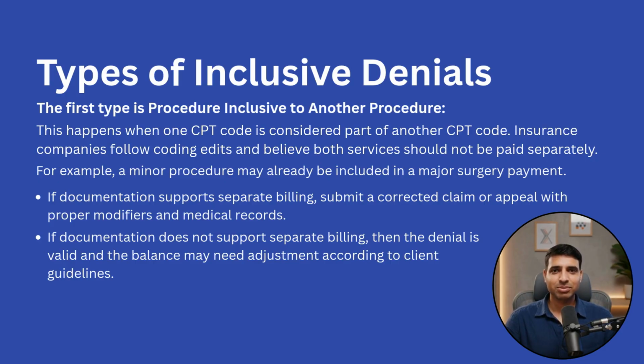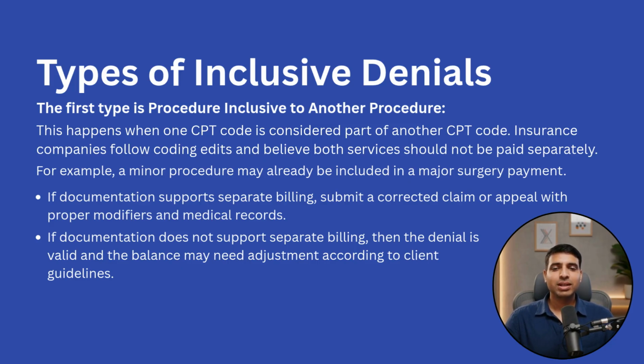The first type is procedure inclusive to another procedure. This happens when one CPT code is considered part of another CPT code. Insurance companies follow coding edits and believe both services should not be paid separately. For example, a minor procedure may already be included in a major surgery payment. In this situation, the AR caller should first check the CPT coding guidelines. Then review whether a modifier like modifier 59, modifier 25, XS, XE, XP, or XU should have been billed.